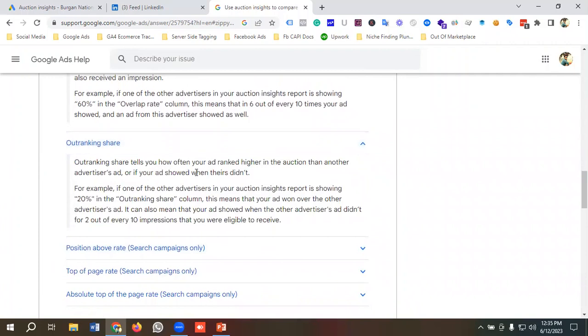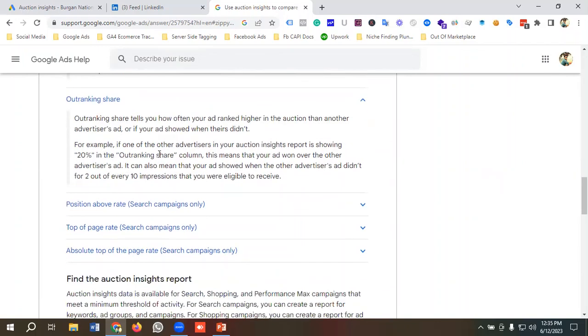Next one is outranking share. Outranking share tells you how often your ad ranked higher in the auction than other advertisers' ads, or if your ad showed when theirs didn't. For example, if one of the other advertisers in your Auction Insights report is showing 20% in the outranking share column, this means that your ad won over the other advertiser's ad. It can also mean that your ad showed when the other advertiser's ad didn't for 2 out of every 10 impressions that you are eligible to receive.